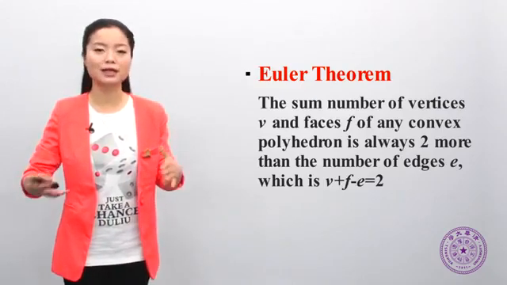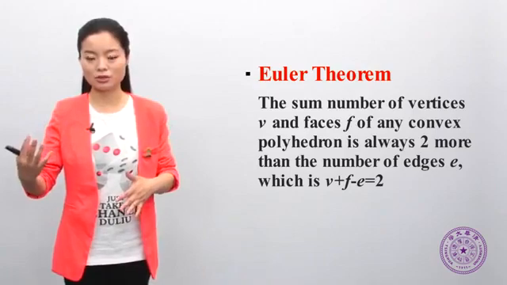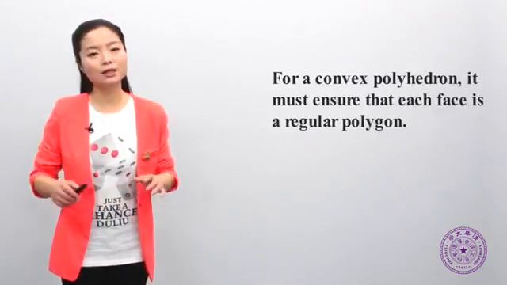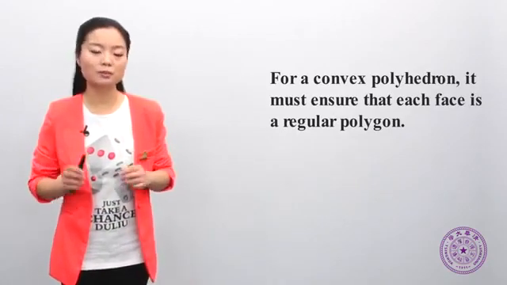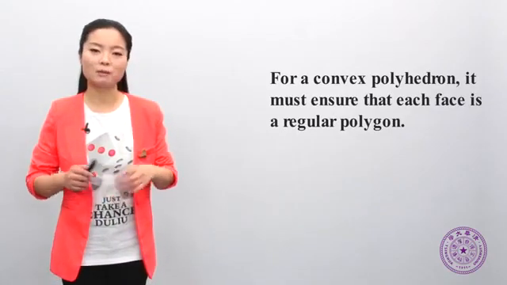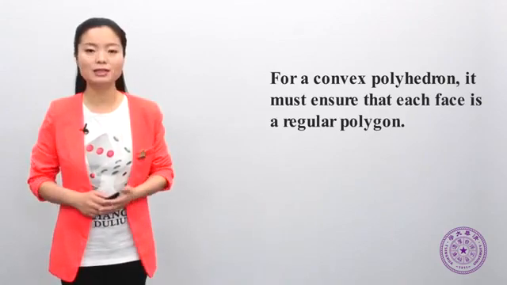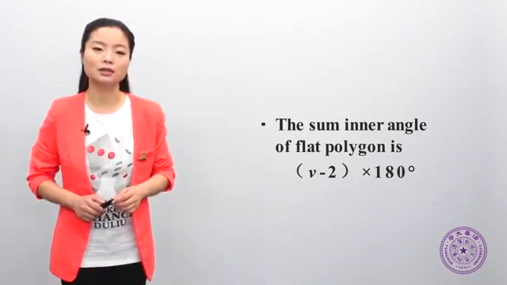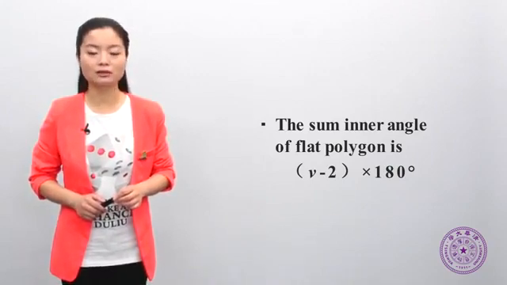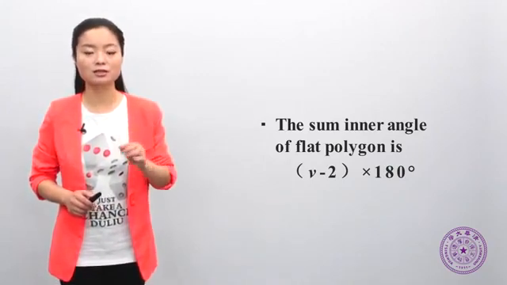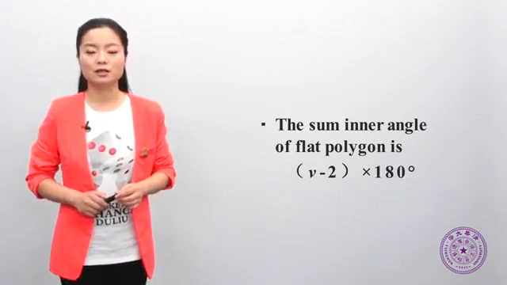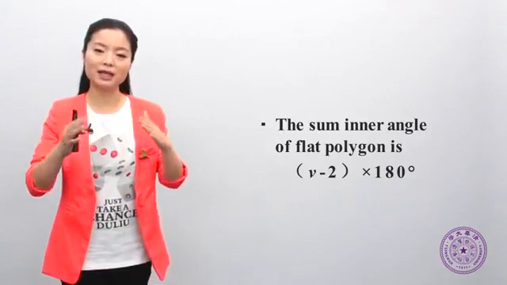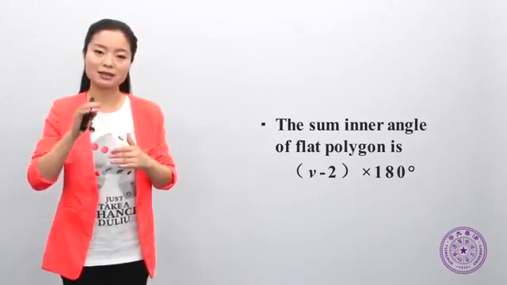calculated directly. Similarly, for a convex regular polyhedron, it has to ensure that each face is a regular polygon, and for a plane polygon, there is such a conclusion. The sum of its inner angles is equal to the number of vertices minus 2, multiplied by 180 degrees. Corresponding to each face, how much is the angle at the regular polygon's vertices? After having these thoughts, we have designed a very useful concept to help us analyze the convex polyhedron.